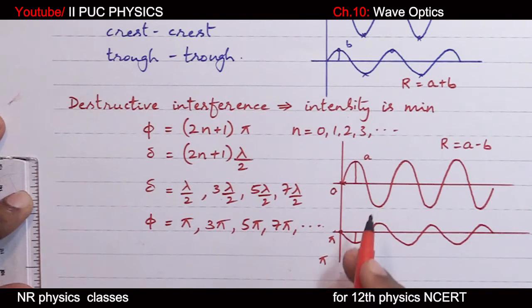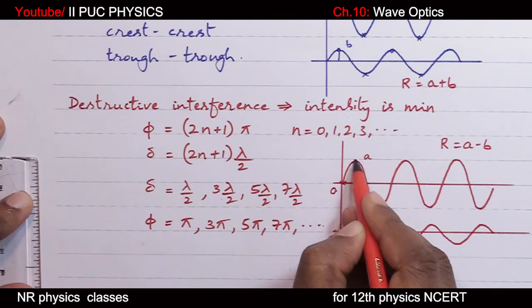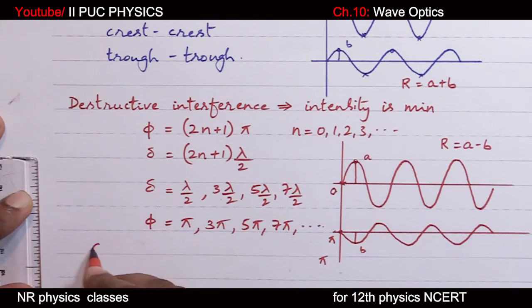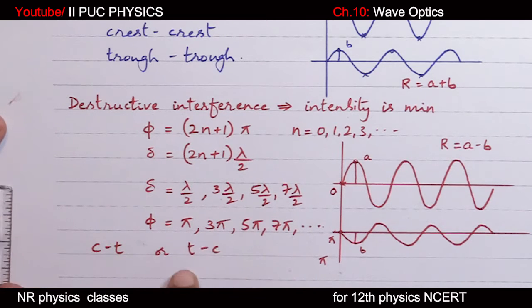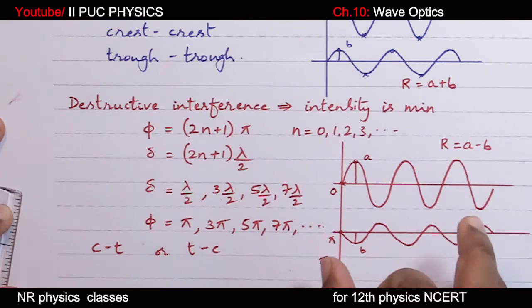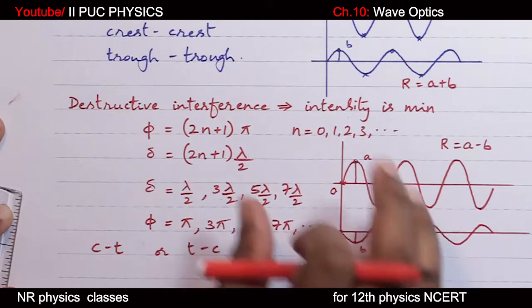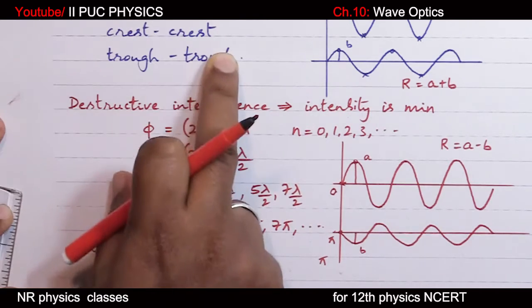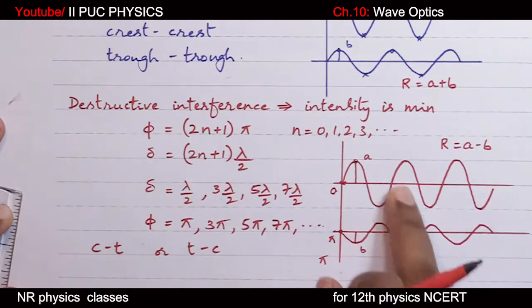Okay. Now, crest on trough, trough on crest. Crest on trough means destructive interference. Crest on trough or trough on crest results in destructive interference. Try to visualize constructive interference or destructive interference based on equations or wave patterns.